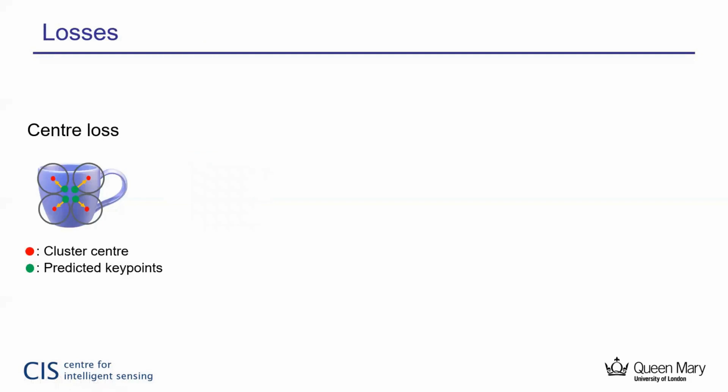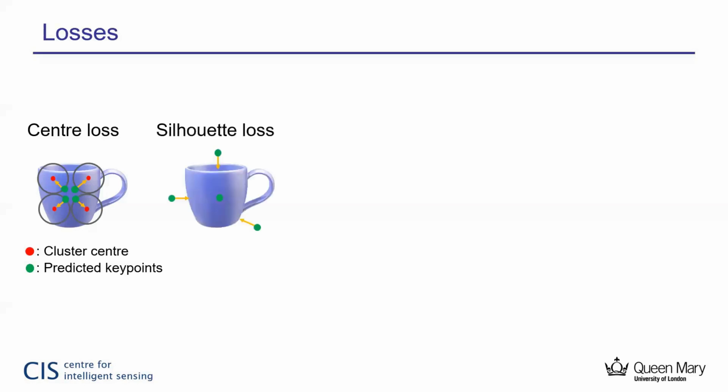Now, let's talk about the loss. We have 4 loss functions. The first one is called central loss, which encourages the predicted keypoints to be close to the cluster center. It can make sure the predicted keypoints are eventually distributed on the target object and easy to track.